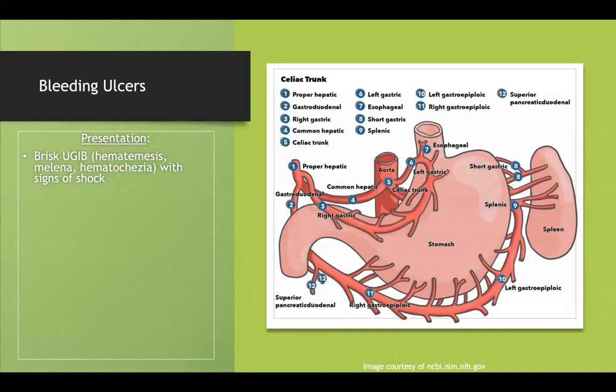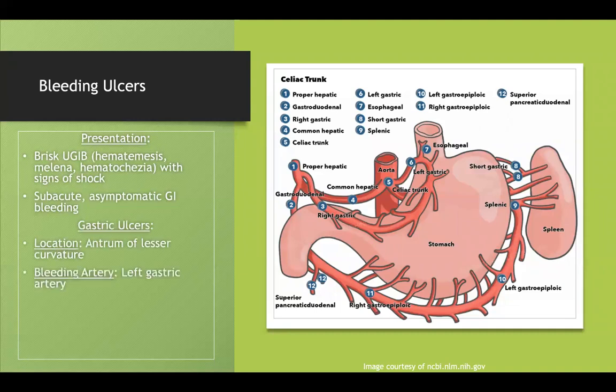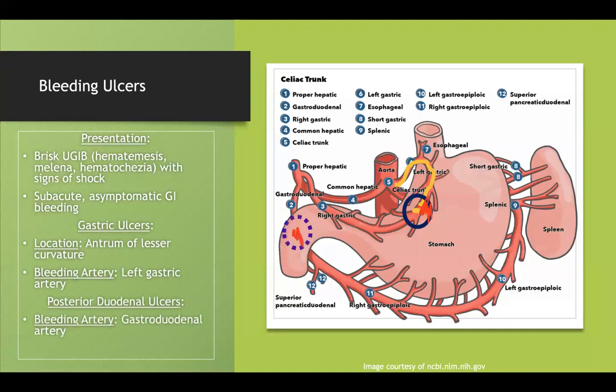With bleeding ulcers, you can get really bad bleeds and signs of shock, or you can have a subacute or very mild bleed. So you can have the whole spectrum from an asymptomatic bleed to somebody presenting to the ER in shock. Gastric ulcers are going to be at the lesser curvature through the left gastric artery. I already showed you this left gastric artery, the same artery that's affected in Mallory-Weiss syndrome. You can get an ulcer right here that starts bleeding off of that artery. And then for posterior duodenal ulcers, we talked about the GDA, and that can cause bleeding right there.